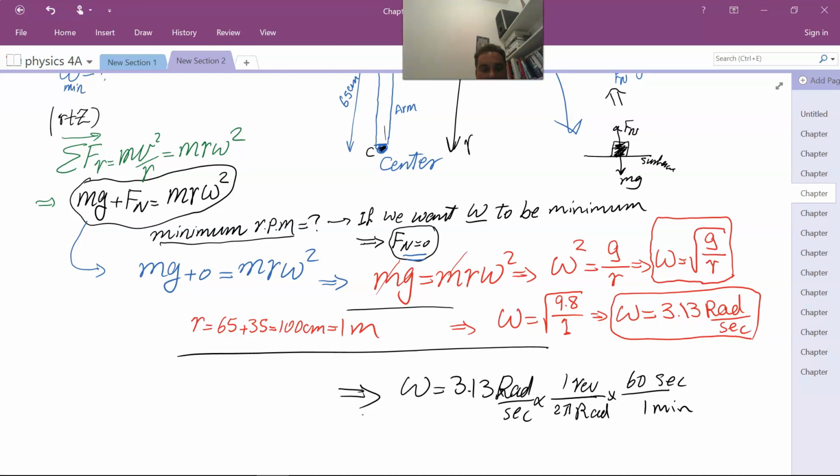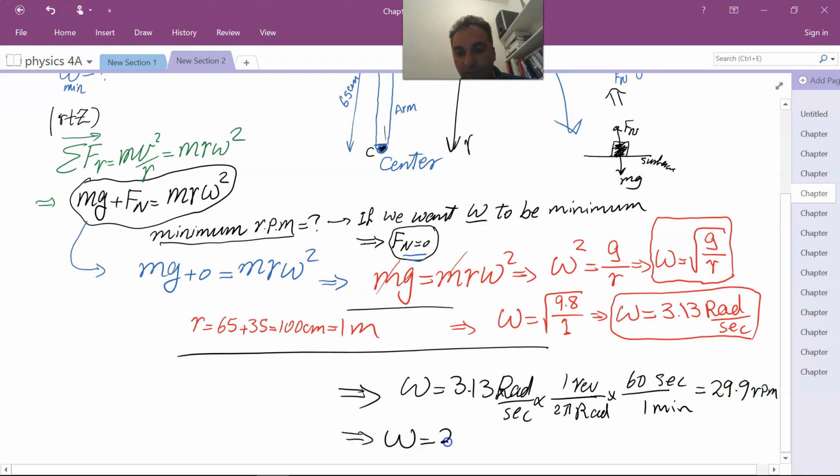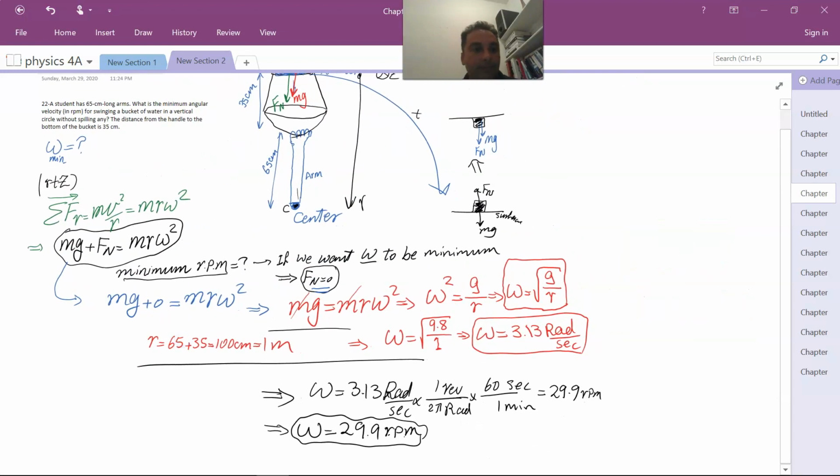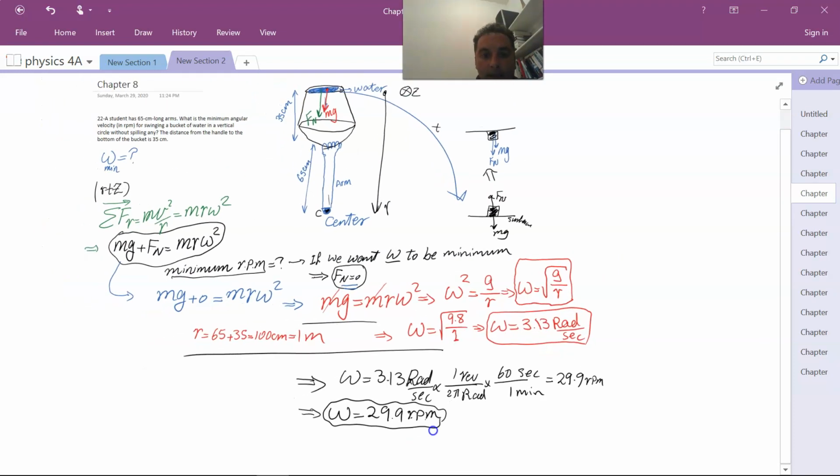3.13 times 60 divided by 2 divided by pi, 29.9. Wow. RPM. So omega becomes how much? There you go. This is your problem solving for this question. All right.